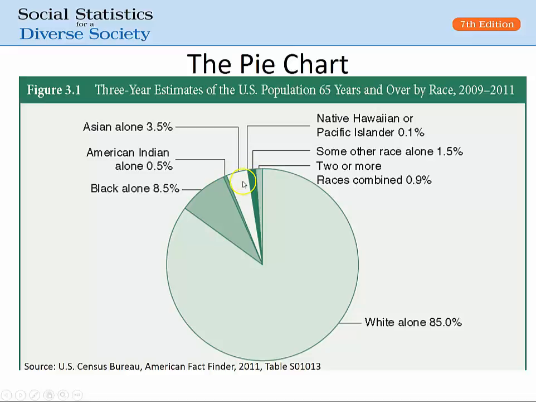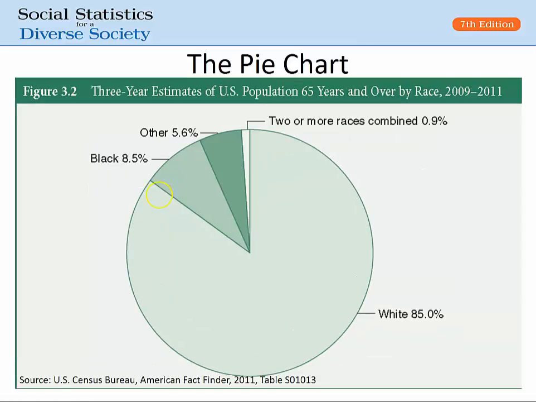These are all very small slices. And Asian alone is a little bit of a bigger slice, but it's not super big. It's not a real big slice. So sometimes what we can do is combine categories if we want to show a larger chunk of a pie. So in this case, 2 or more races combined was kept separate, 0.9%, but all of those other categories that had small slices totaled to 5.6%. So we just made them one bigger slice in a pie chart.